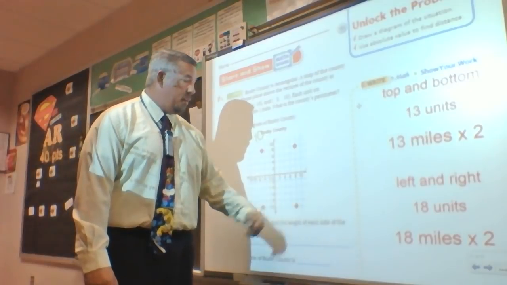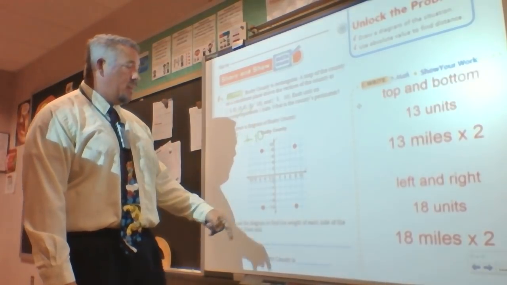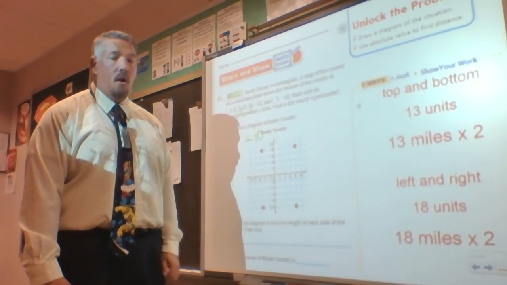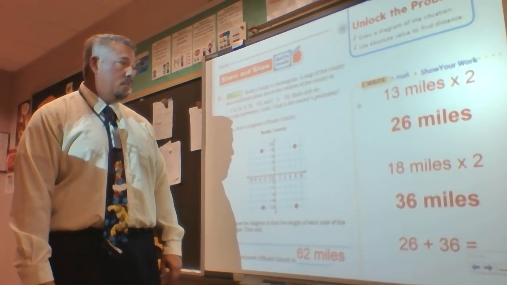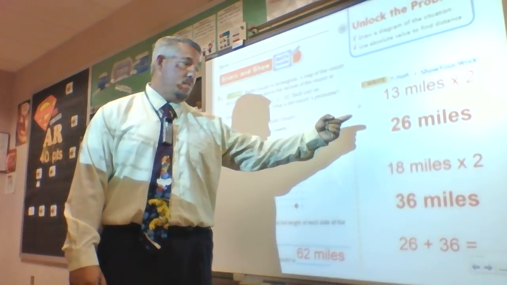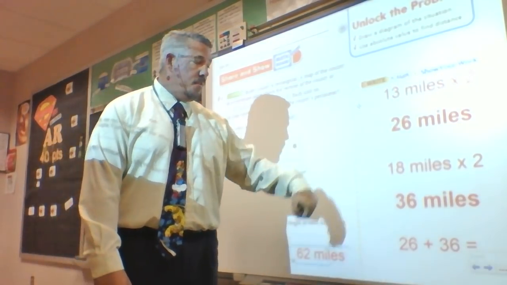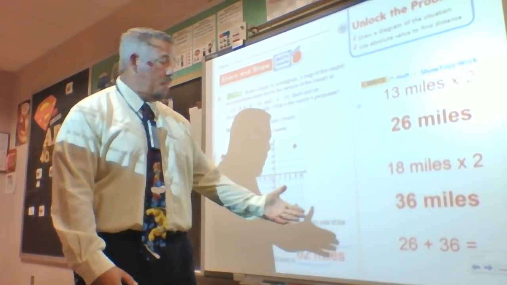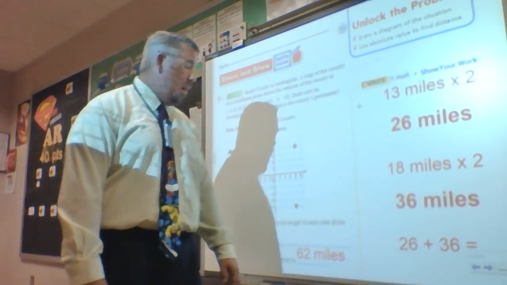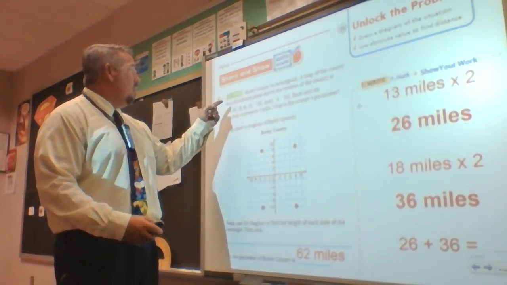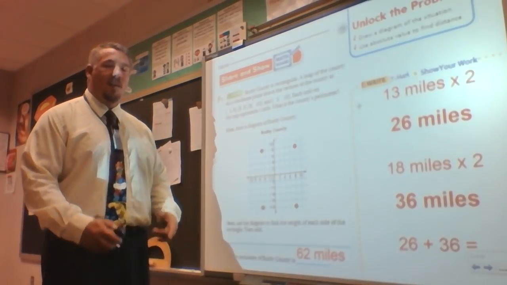And if the right is 18, then the left has to be 18, so I'm going to have two sets of 18 miles for the left and right on the perimeter. So when I have two sets of 13, which gives me 26, and two sets of 18, which gives me 36, that leaves me with a math problem of 26 plus 36 miles, which gives me a total perimeter for our Busby County as 62 miles.